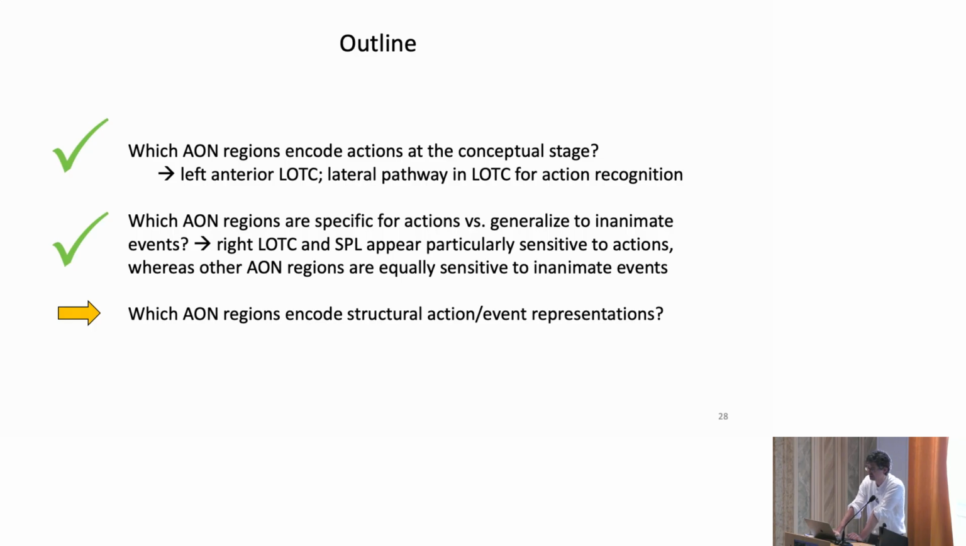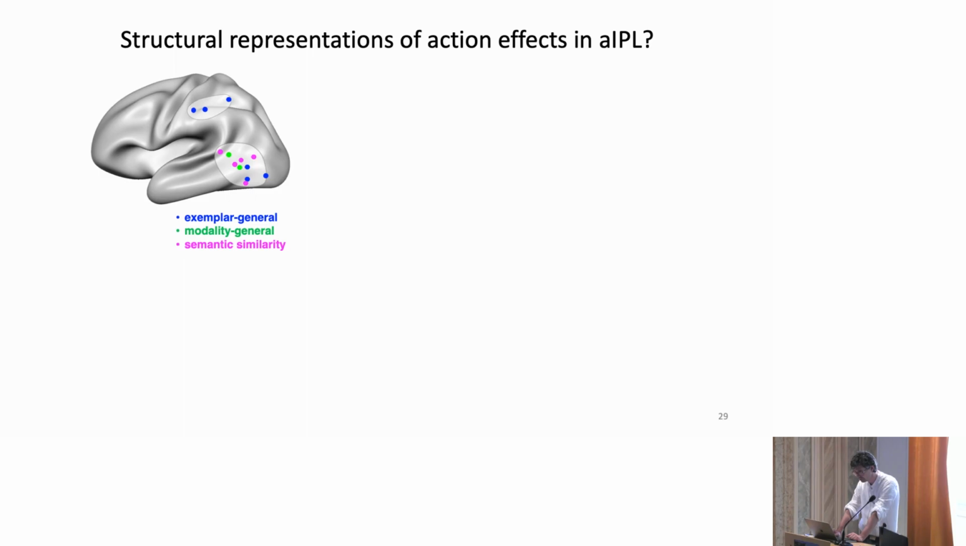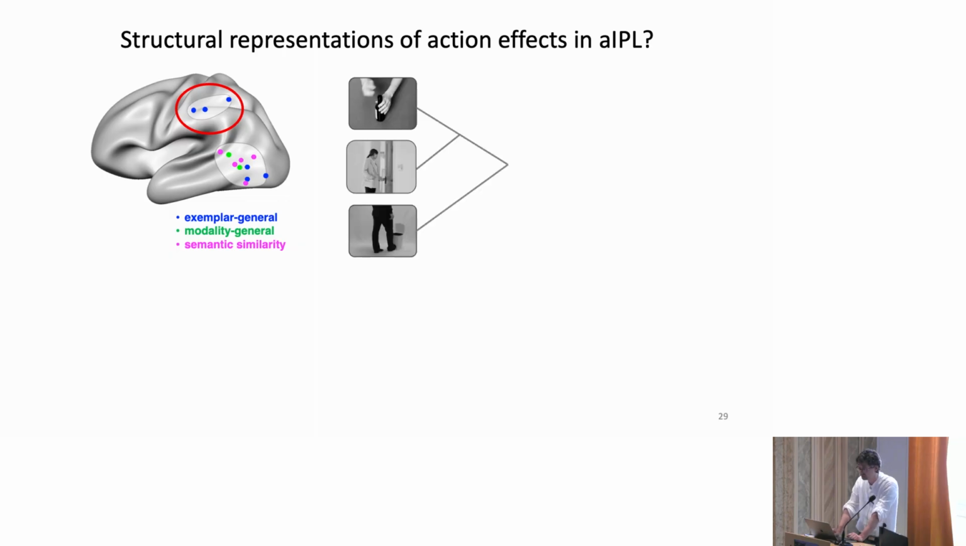Now, in the final part of my talk, I would like to present some more recent studies that aimed at testing for the existence of structural action representations more directly. Specifically, we hypothesized that the parietal cortex, in particular the anterior IPL, is a key region for this type of representation. So why? Well, remember that action representations in AIPL generalize across perceptually highly variable exemplars, from opening bottles to opening doors and trash bins.